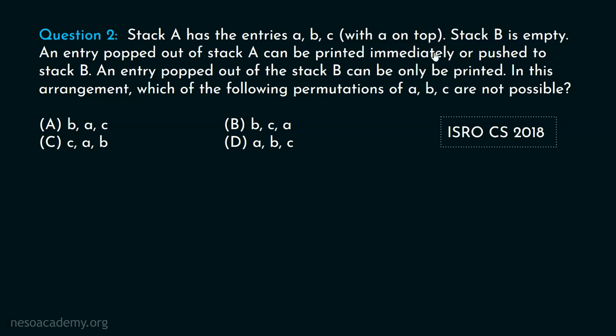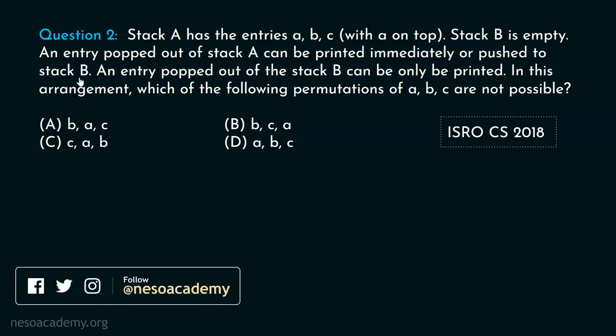There are 2 stacks, stack A and stack B. Stack A has 3 entries and stack B is empty. An entry popped out of stack A can be printed immediately. So this is the option which we are available with. An entry popped out of stack A can be printed immediately or pushed to stack B. There are 2 possible options, right? The first option is that an entry popped out of stack A can be printed immediately or it can be pushed to stack B. An entry popped out of stack B can only be printed.